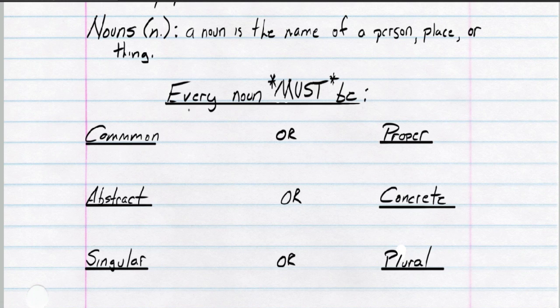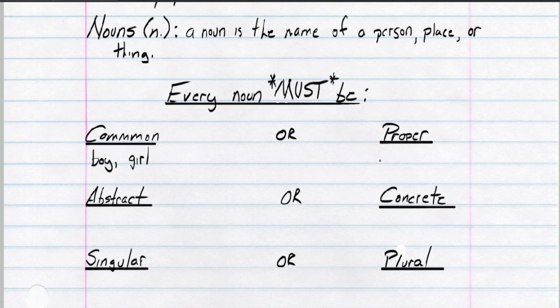Now we're going to move down here. Every noun must be. So every time you find a noun in a sentence, it must be one of these two things in these different categories. So every noun that I see must be either common or proper. Rather than define these for you, I think it's much easier if I just show you examples of each. So here are some examples of common nouns. For example, boy and girl. Okay, those are both common nouns.